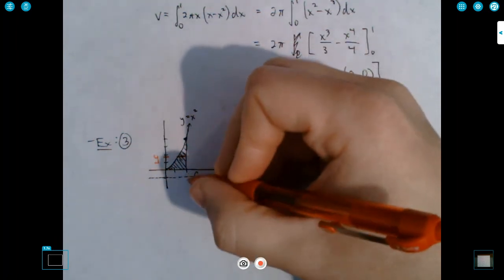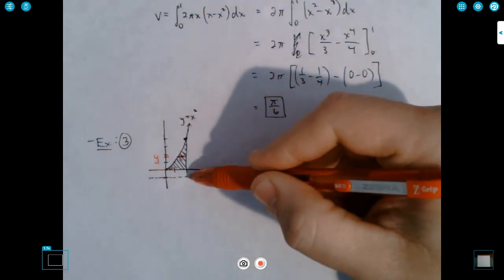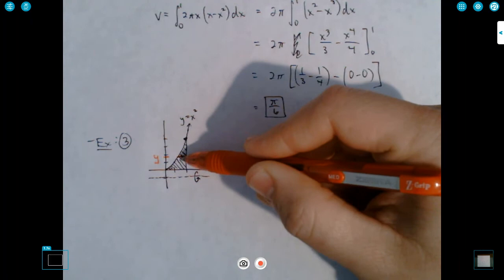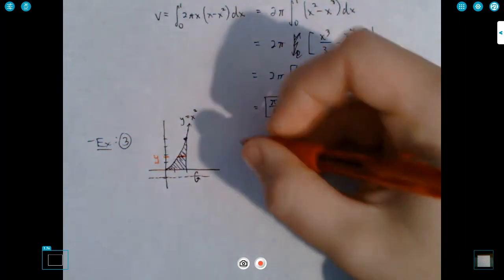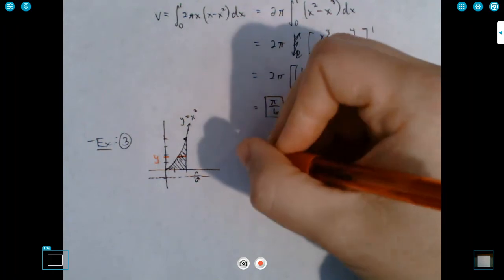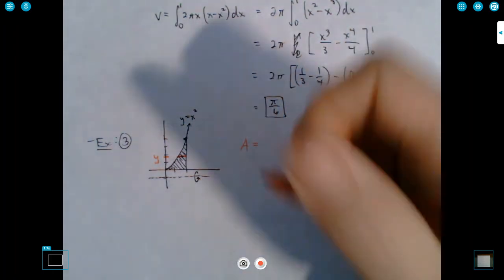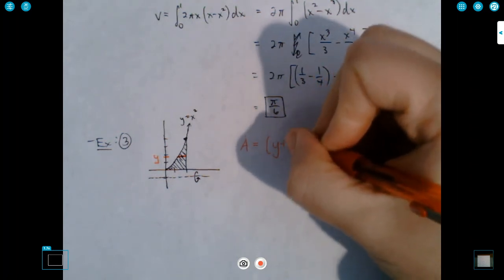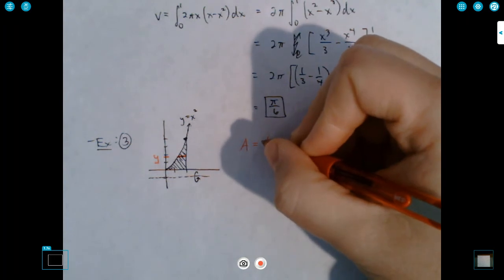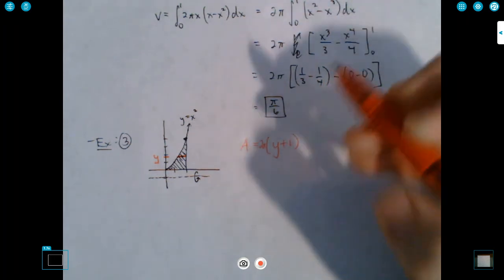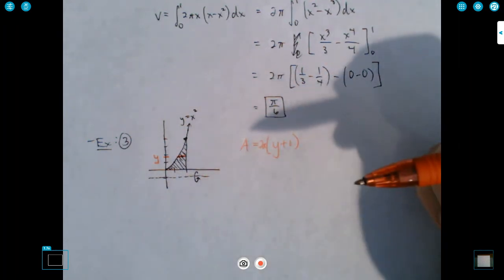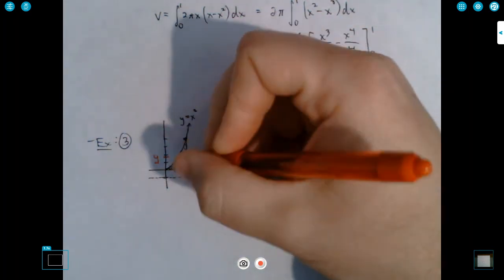So the radius, now remember, since we're rotating around the line y equals -1, it's going to be y plus 1, right? So I'm thinking maybe if I just get a formula for the area, then I can find the volume in a second. So the area is going to be y plus 1 times 2 pi, right? That's the circumference of this cylindrical shell that we're going to get. And then we have to multiply that by the height of the cylinder.